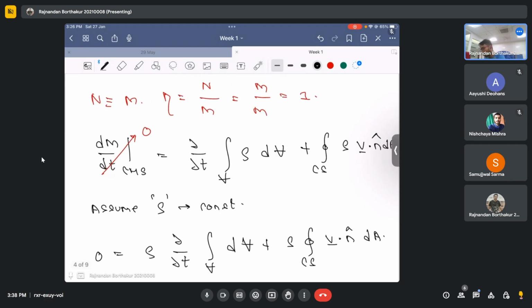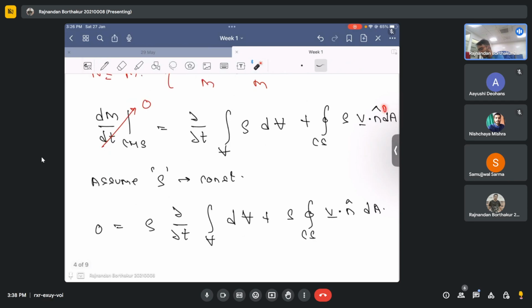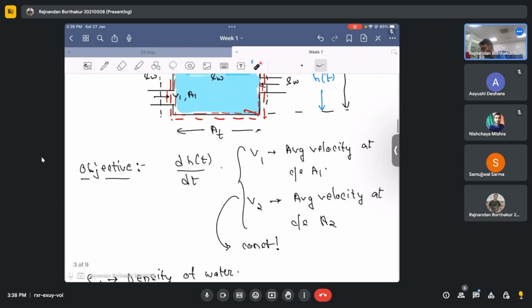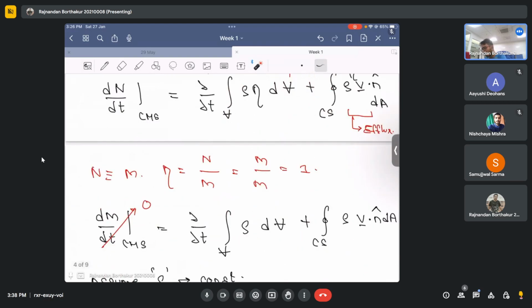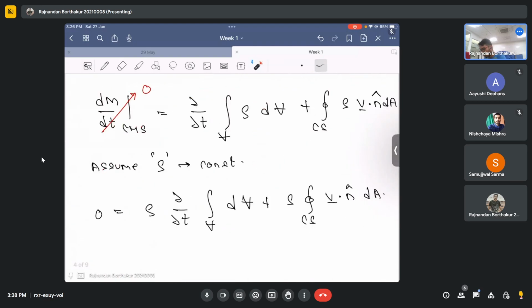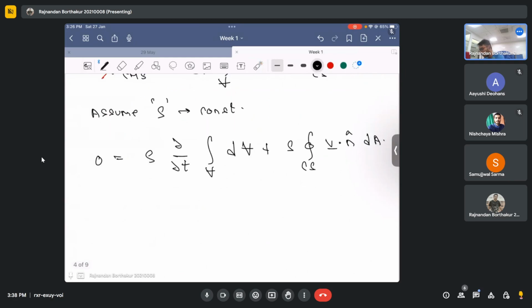And by the way, I forgot to mention that this n cap that you see is basically the unit normal. This cross section in 3D would look something like this, this control volume in 3D. So n cap is, if I take an elemental area in this space, the unit normal to this elemental area. So I think you are aware of what this n cap is. That should not be a problem.